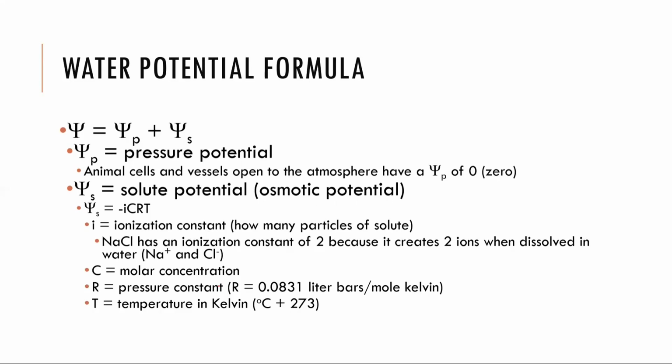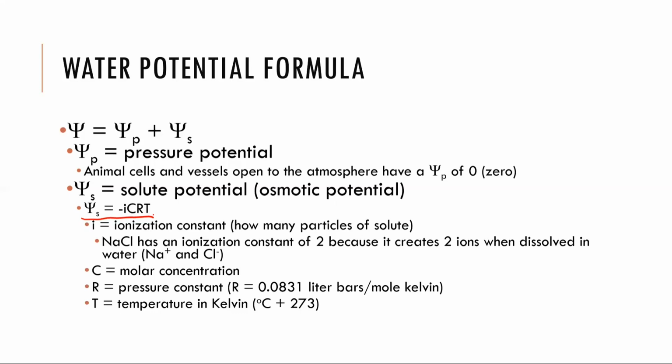The solute potential is the bigger part of it. Solute potential has its own formula, negative iCRT, and so then we need to know all these different variables. i, for the ionization constant, how much solute will there be? When you put salt in water, it breaks into 2 pieces. It would have an ionization constant of 2. But glucose, when you put that in water, each glucose molecule does not split into any smaller parts, and so that would have an ionization constant of 1. Most of the time that will be given to you, but you should know things like the salt and the glucose, because those are the 2 most common things to be talking about.